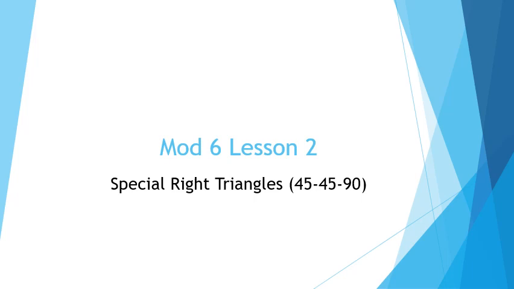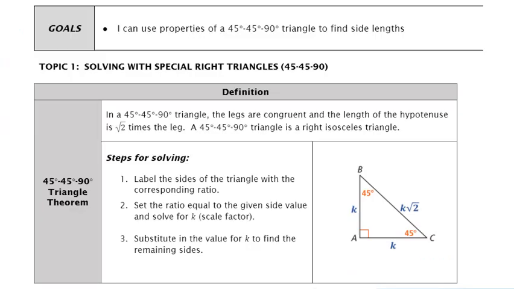This is the lesson for Mat 6, Lesson 2, Special Right Triangles, 45, 45, 90 triangles. The goal of this is going to, again, be solving for sides of right triangles. So in the previous video, we saw solving with Pythagorean theorem. So when you have two sides of a right triangle, we can use that property to solve for the third side.